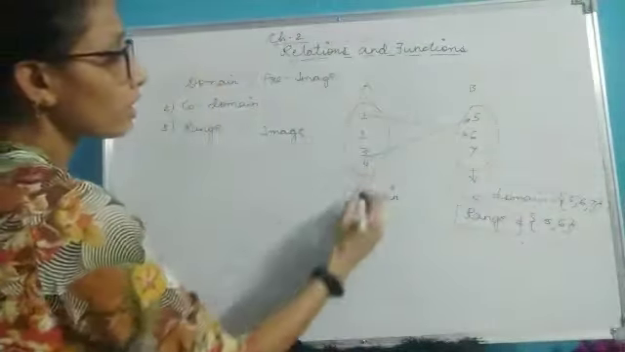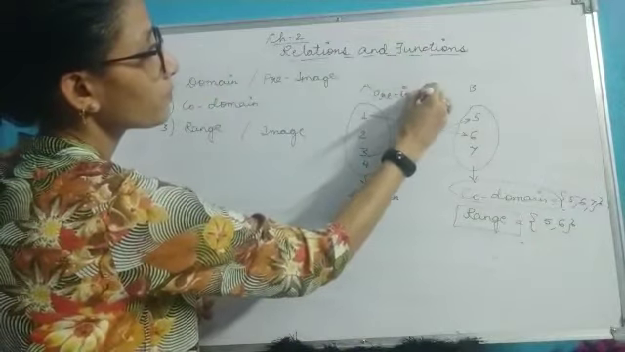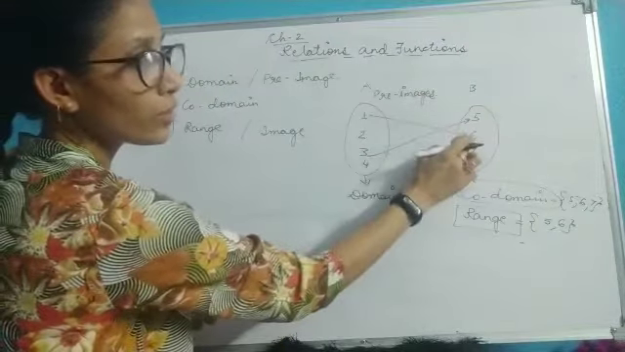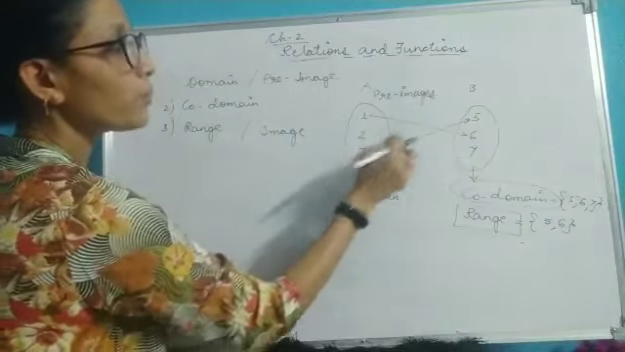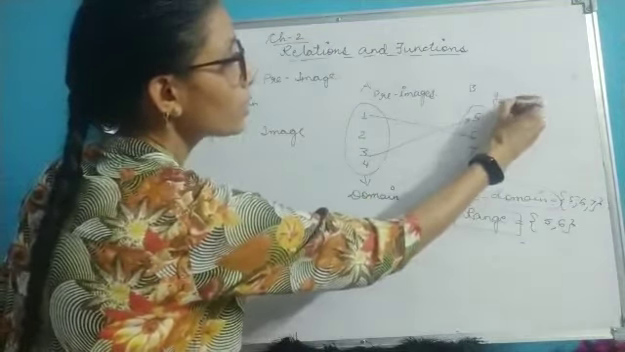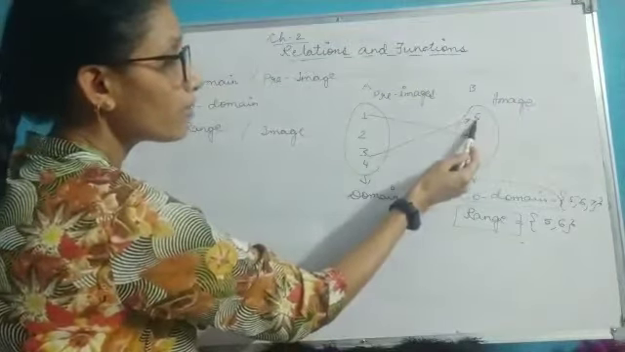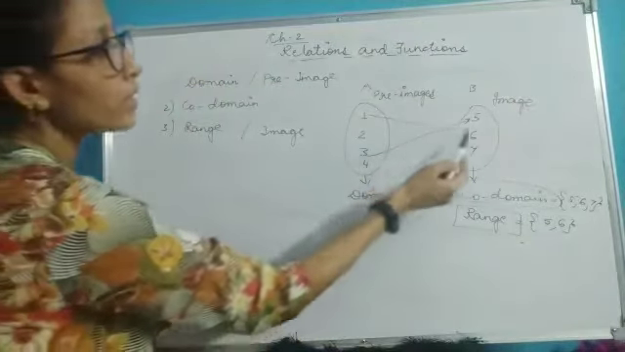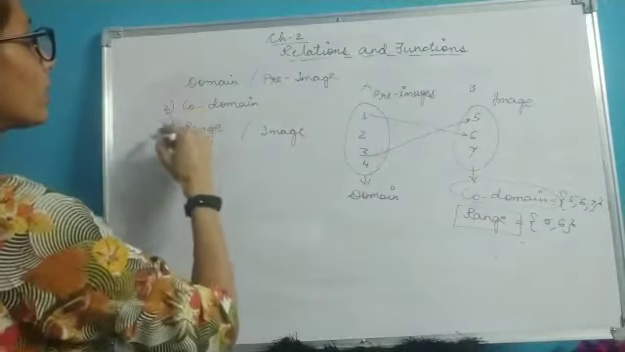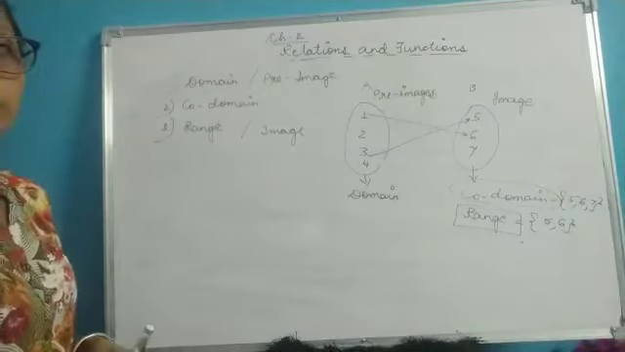Now these are also known as pre-images. That means 1 is the pre-image of 6, 3 is the pre-image of 5, and here these elements are also known as image. So I can say 5 is the image of 3, 6 is the image of 1. So these three are important terminologies which you have to remember.